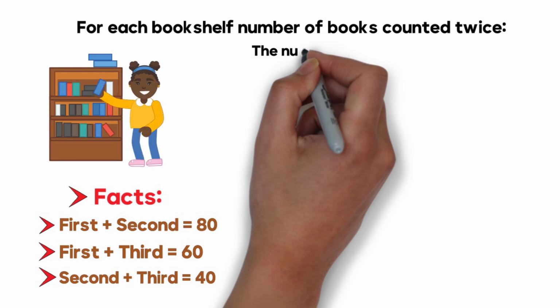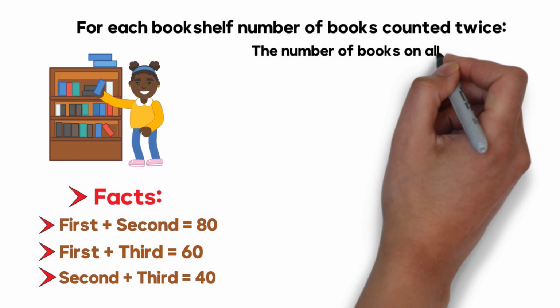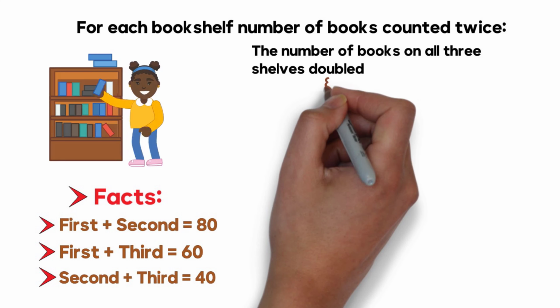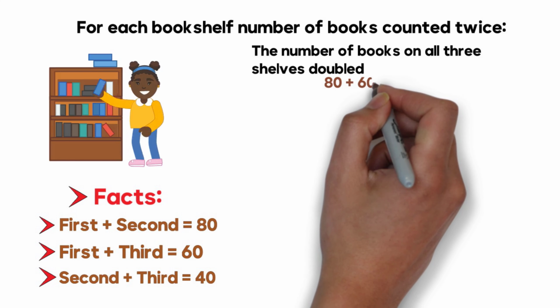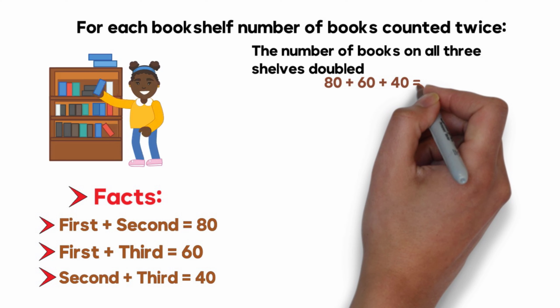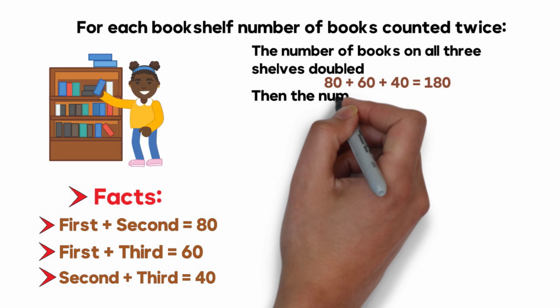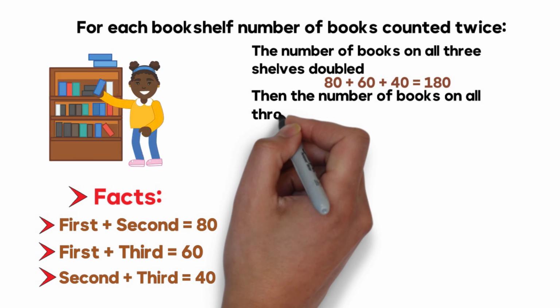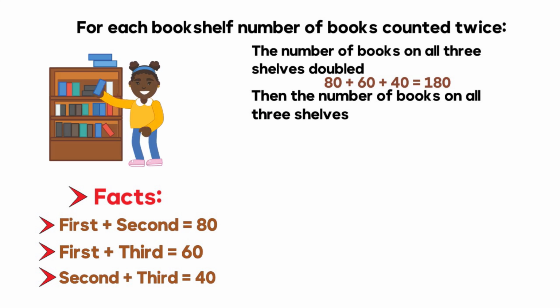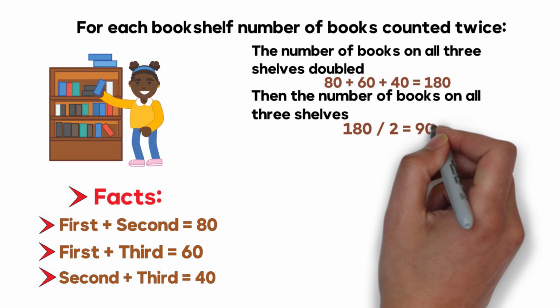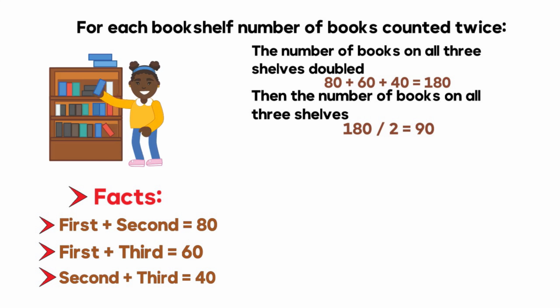So what we can do here, we can calculate the doubled number of books on all three bookshelves. We can do it by adding up 80 plus 60 plus 40, and the result will be equal to 180. Because 180 is the double number of books, we can calculate just the total of books on all three shelves. We can do it by dividing 180 by 2, and the result is 90. And now we can calculate the number of books on each and every shelf.